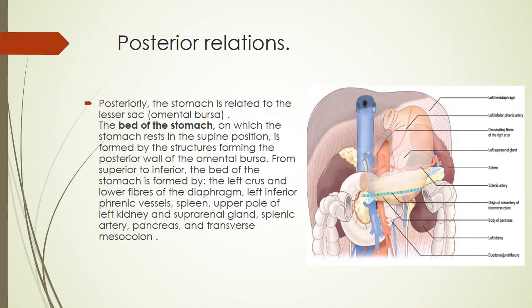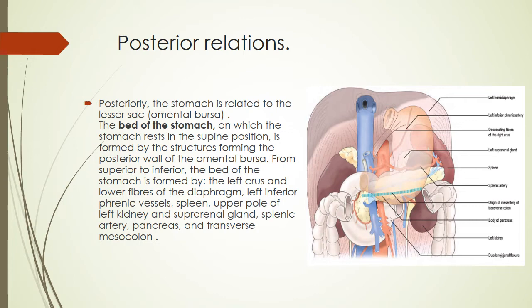Posterior relations of the stomach are very important. This is a frequently asked question in SEQ: give the structures forming the bed of the stomach. Posteriorly, please remember, immediately posterior to the stomach there is the lesser sac. First of all, you will mention lesser sac in the posterior relations of the stomach, and the bed of the stomach, on which the stomach rests in supine position, is formed by structures forming the posterior wall of the lesser sac.